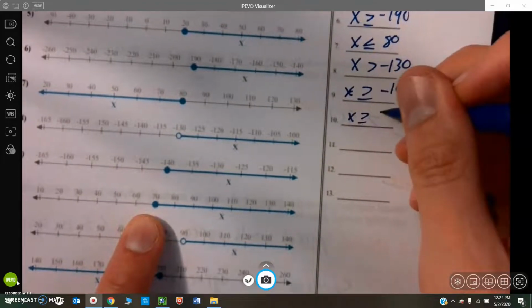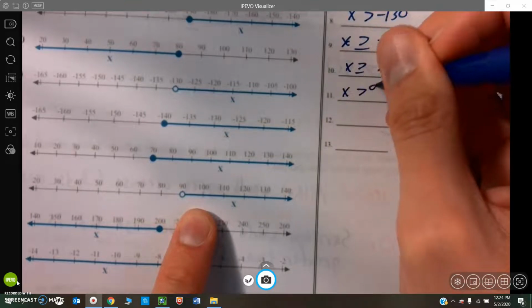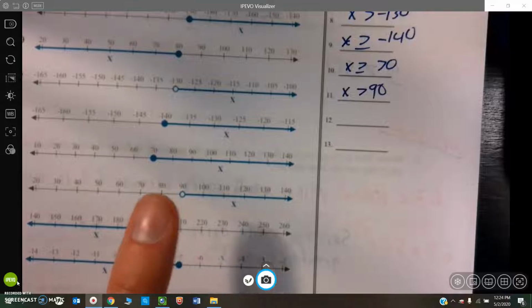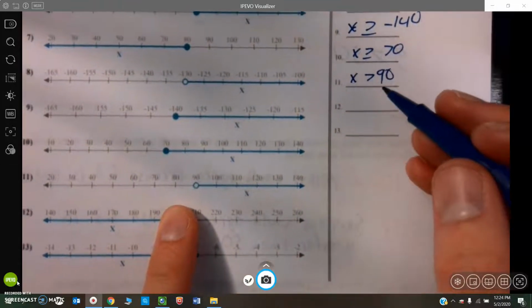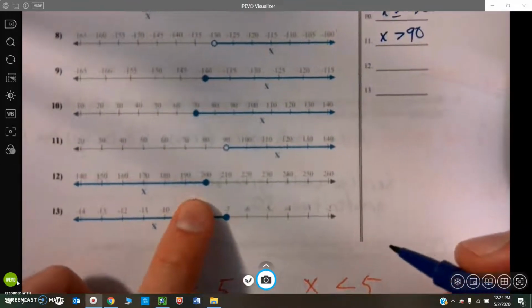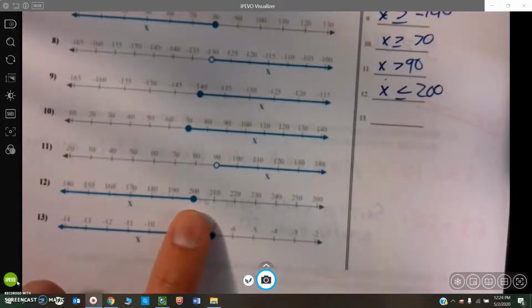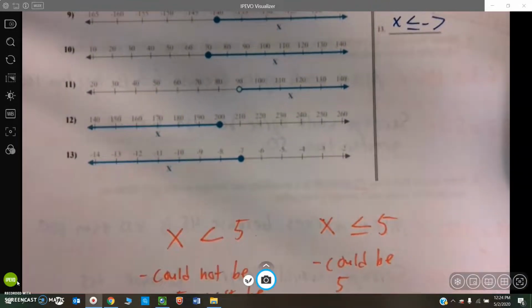X is greater than or equal to 70. X is greater than 90. Could not be 90. It could be 90 and 1/10 or 90 and 1/100th or whatever. Very, very close to 90, but it could not actually be 90, so x just must be greater than 90. And x here is less than or equal to 200. It starts at 200 and then starts counting down. And x is less than or equal to negative 7. So once again, negative 7 could be a value or any number smaller than it.